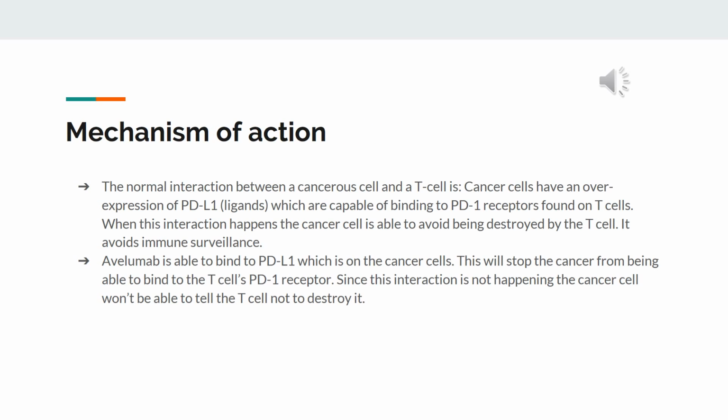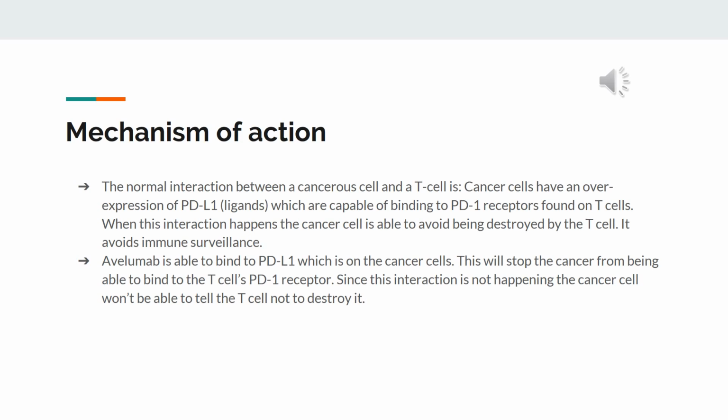Okay, so now let's talk about the mechanism of action of avelumab. But before we look into that, we need to understand the normal interaction between cancer cells and T cells. So cancer cells, because they are mutated, may have an overexpression of PDL1, and the L just stands for ligand. So it's basically a signaling molecule that is capable of binding to PD1 receptors, which are located on human T cells, which are part of our immune system.